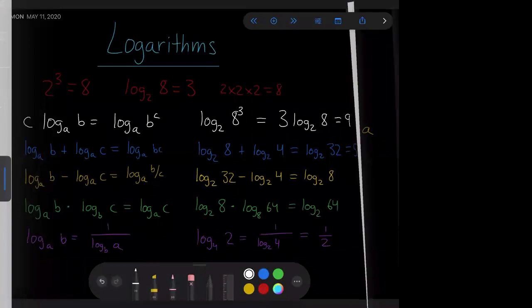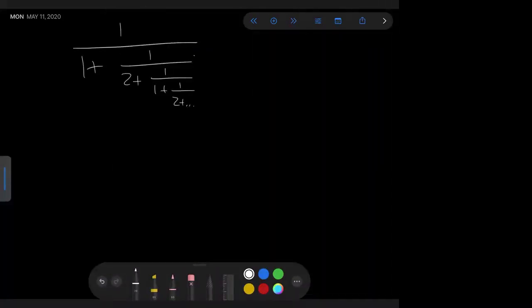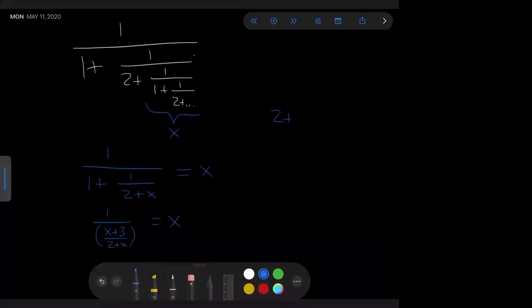So let's say that this right here is x, right? So 1 over 1 plus 2 plus x is equal to x. Now we can add the bottom side of the expression, and then we will get 1 over x plus 3 over 2 plus x is equal to x. And then we get 2 plus x over x plus 3 is equal to x.